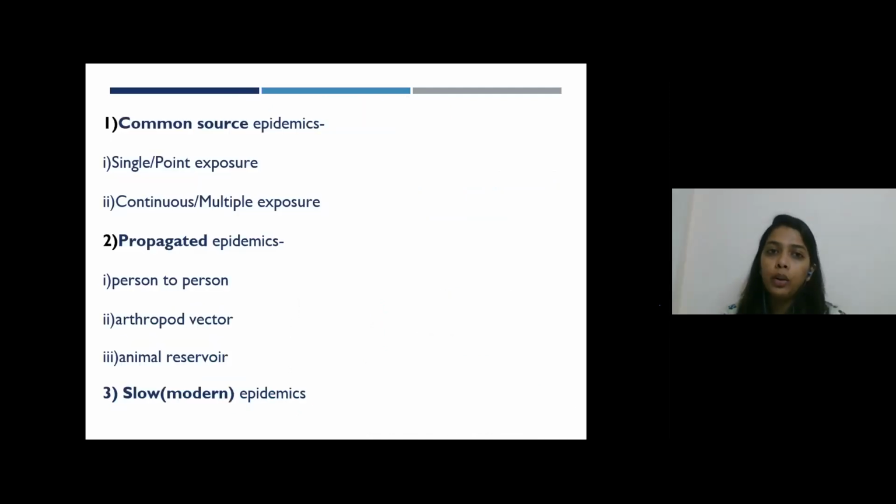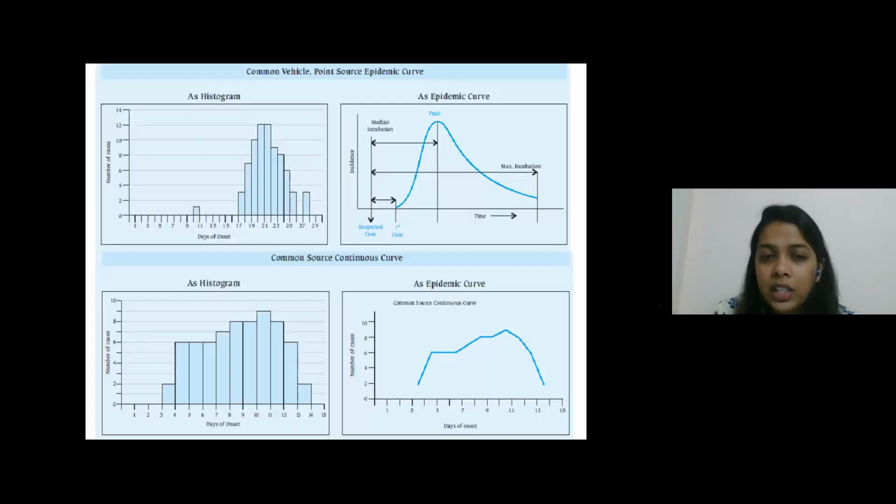So when you talk about different types of time distributions, when you have your common source epidemics, it could be a point source or a continuous source.